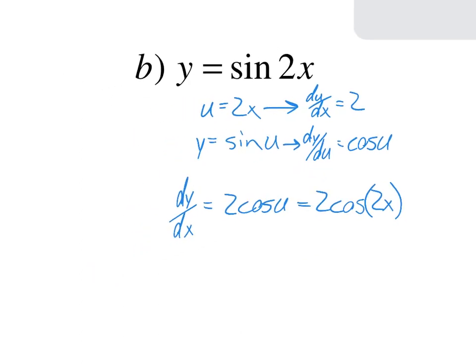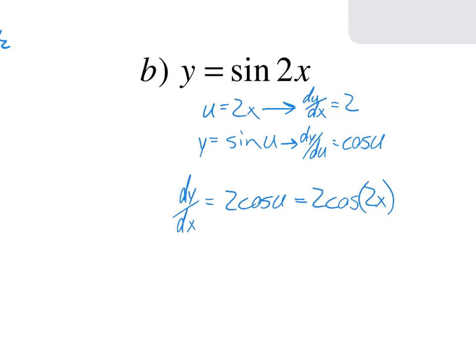Can this 2 multiply with this 2? No, because this is inside the cosine. Alright? So you have to do what's inside the cosine, take the cosine, then you have to multiply by 2. So you can't make it like cosine of 4x.